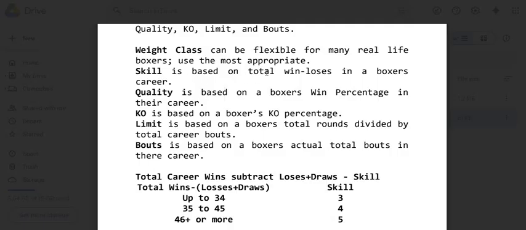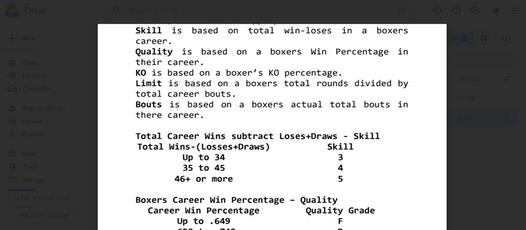Skill is based on their win-loss, their wins minus their losses and their draws for a raw number. Quality is based on the win percentage for their career. Knockout is based on the boxer's KO percentage. Limit is based on the boxer's total rounds divided by their total career bouts.